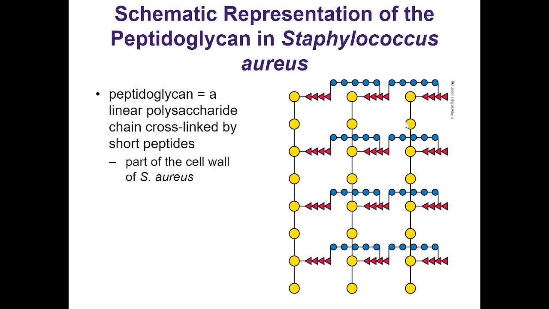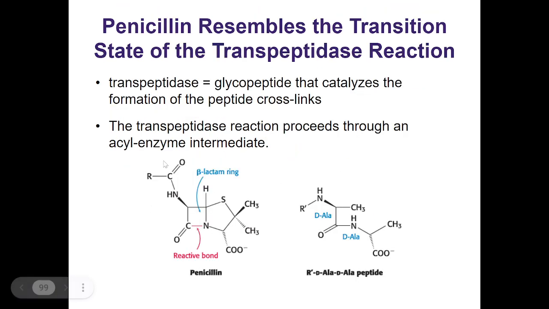So this is actually the schematic representation of the peptidoglycan in Staphylococcus aureus. This is the peptidoglycan right here. This is a linear polysaccharide chain cross-linked by short peptides. And you can actually see the chains cross-linked by the short peptides here. This is actually part of the cell wall. This right here is the different groups and how they're related to each other.